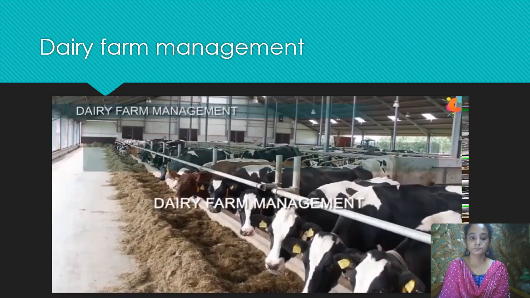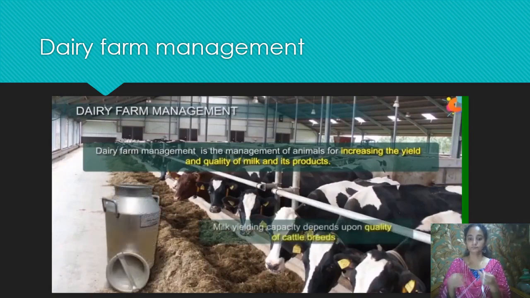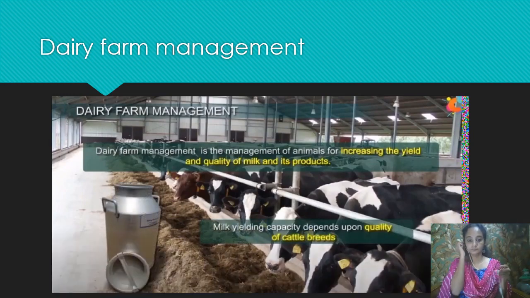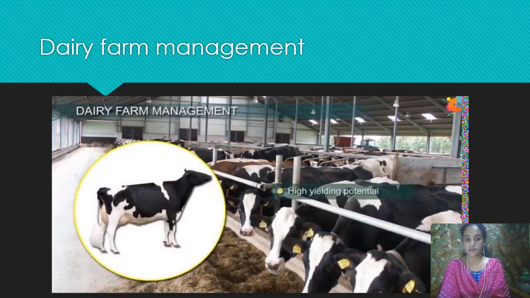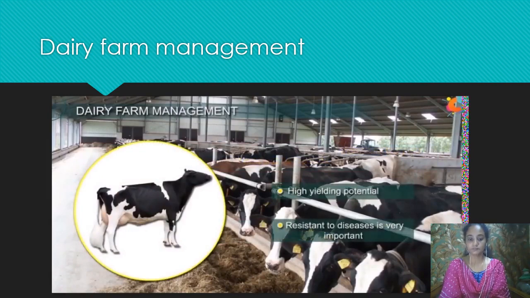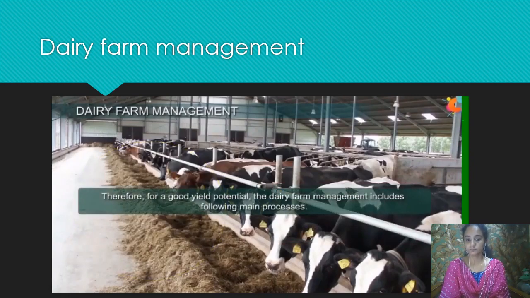Dairy farm management. Dairy farm management is the management of animals for increasing the yield and quality of milk and its products. The milk yielding capacity depends upon quality of cattle breeds in the farm. Selection of breeds that have high yielding potential and are resistant to diseases is very important. Therefore, for a good yield potential, the dairy farm management includes the following main processes.